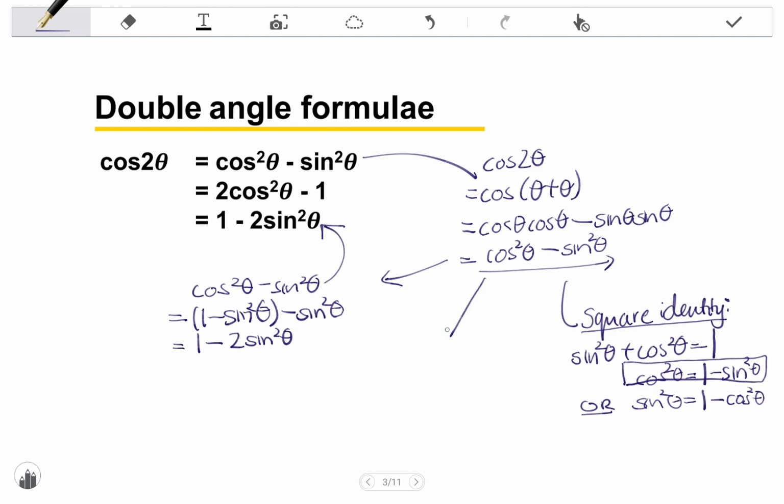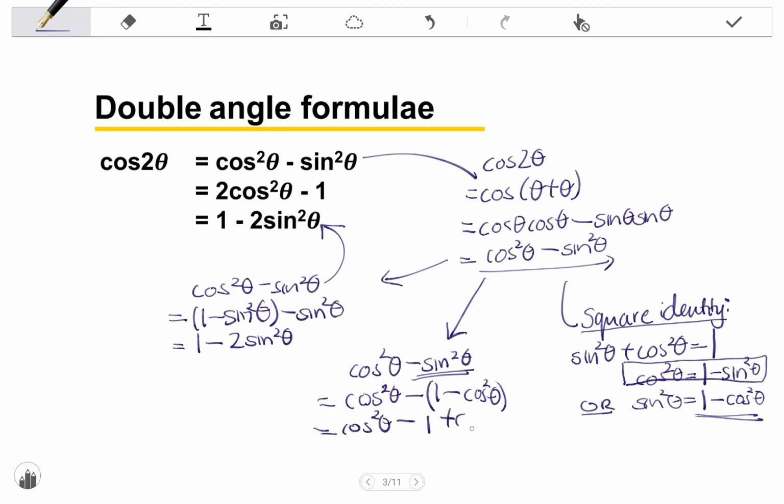Again, if I were to take the cos theta squared minus sine theta squared, and in this case choose to replace the sine theta squared with its equivalent from the square identity, I would get that this is equal to cos theta all squared minus, now sine theta all squared is equal to 1 minus cos theta all squared. This simplifies to cos theta squared minus 1 plus cos theta squared. Adding like terms, that gives me 2 cos theta squared minus 1, which is our third option there.